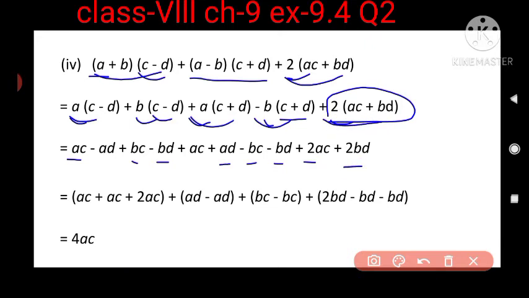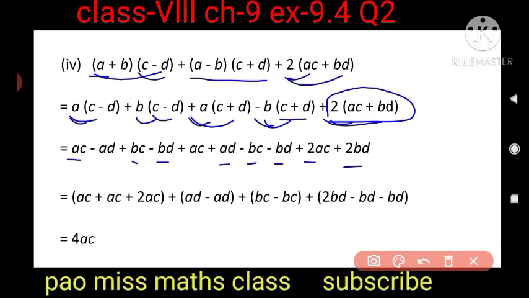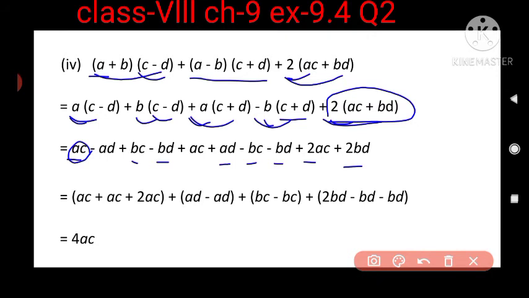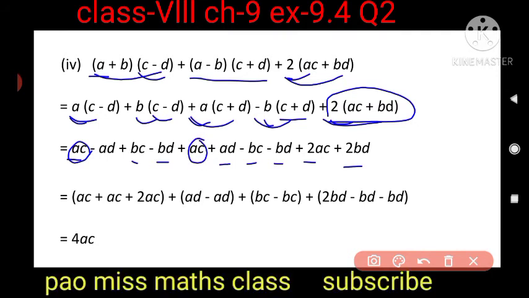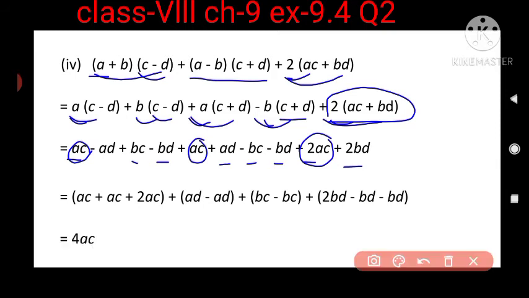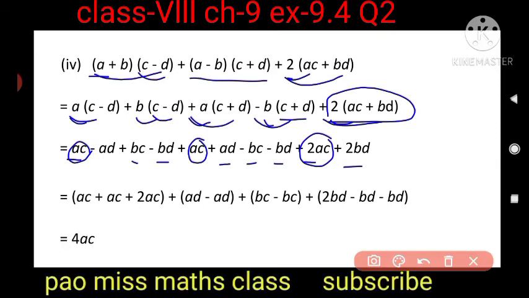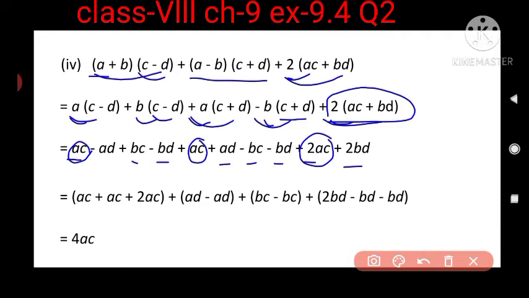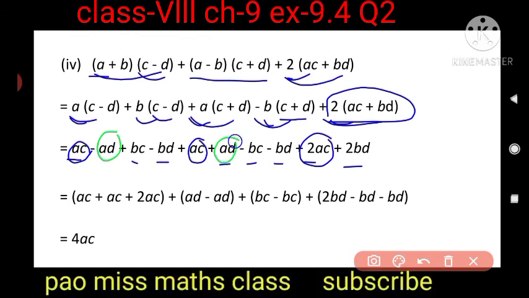Okay, now we have to find any like terms. Now this is ac, isn't it? And this is ac. And again this is ac. Now I will take a different color. Now these all are like terms, isn't it? Which I have circled. Now next ad. This is ad and this is ad. Is there any more ad? No, only 2 are there, isn't it?